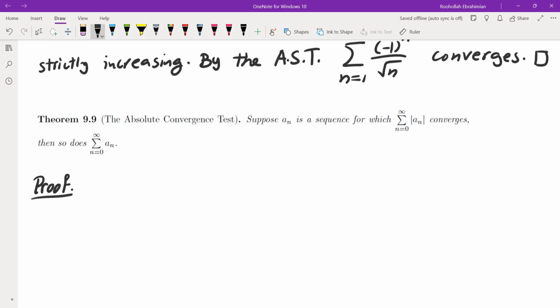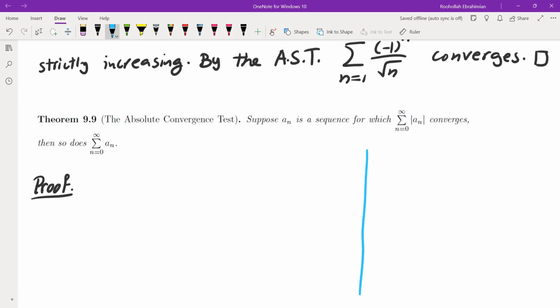Okay, next we're going to talk about the absolute convergence test. Suppose a_n is a sequence for which the sum of absolute values of a_n converges, then so does the sum of a_n. Okay, so let's look at the strategy for proving this theorem.